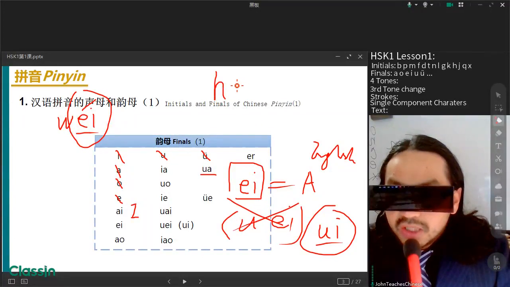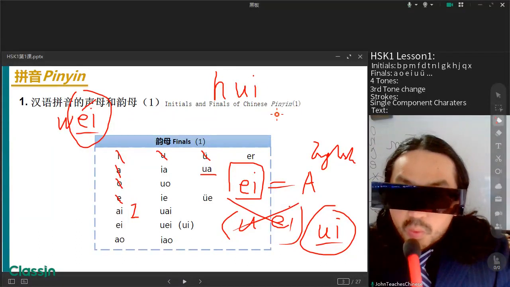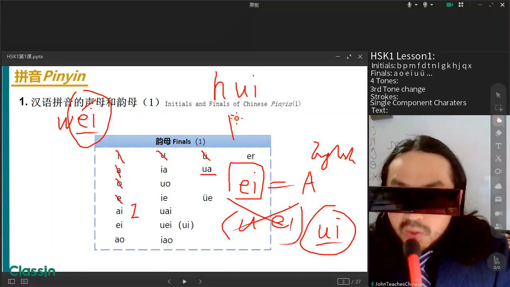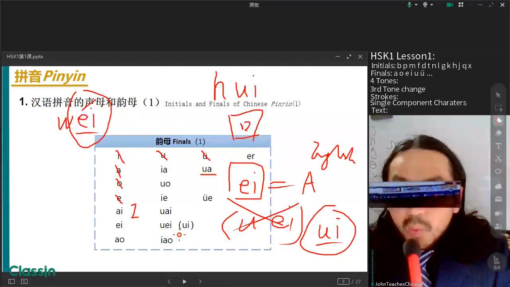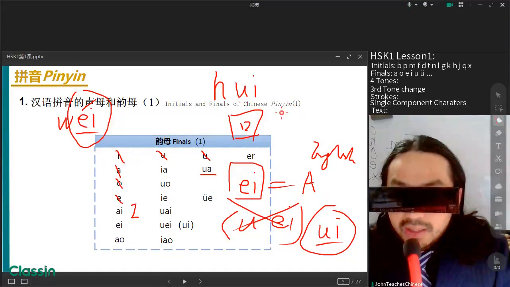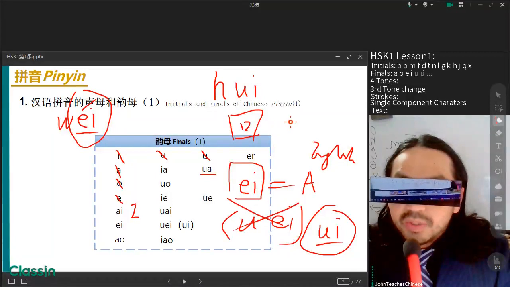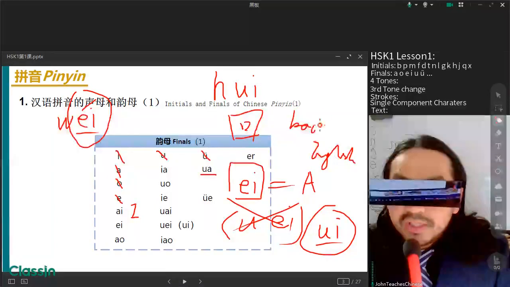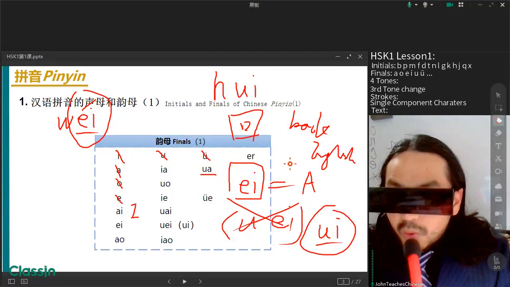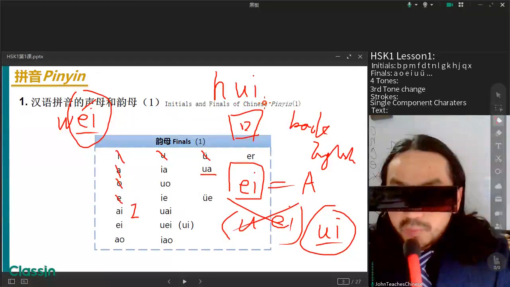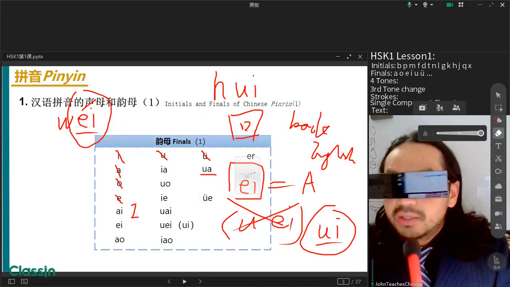If we put something in between, if this sound has other initials, for example, if I put an H here, it will become hui. Hui. H, wu, A. Hui. One of the matched characters is this one, which means back. One of its meanings is back. Hui. Okay, should be easy.